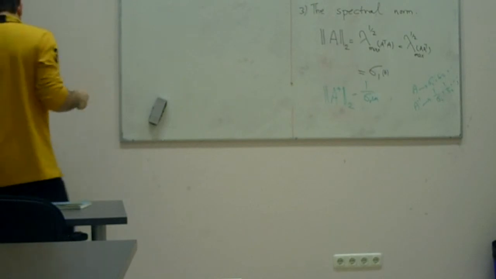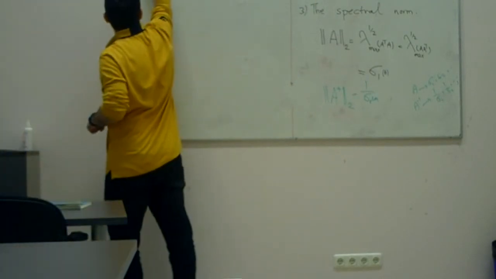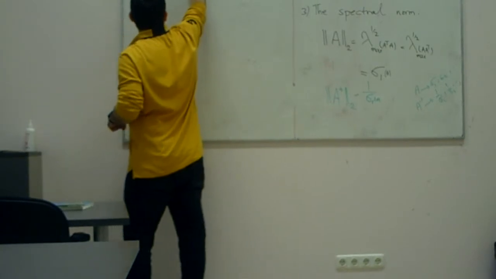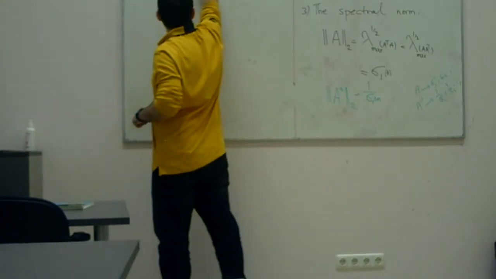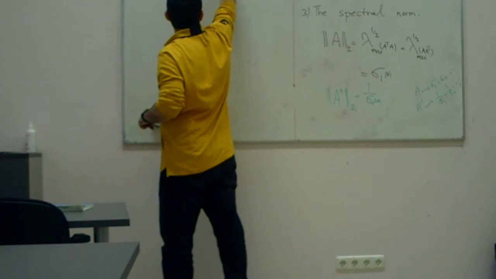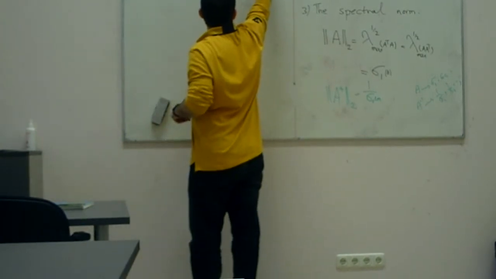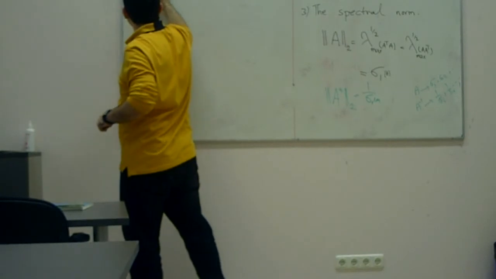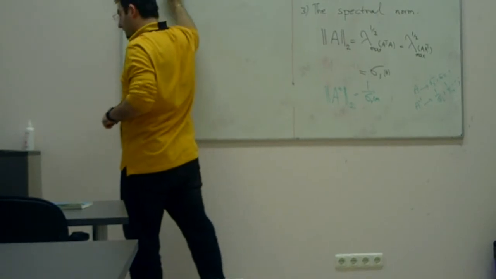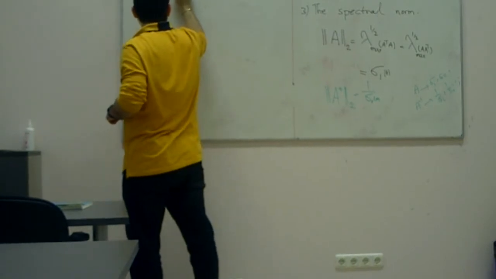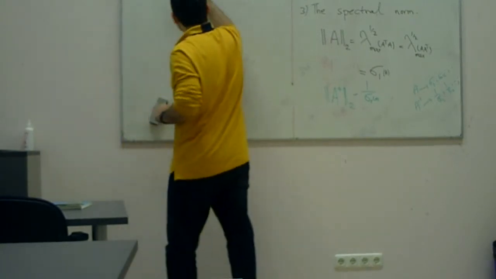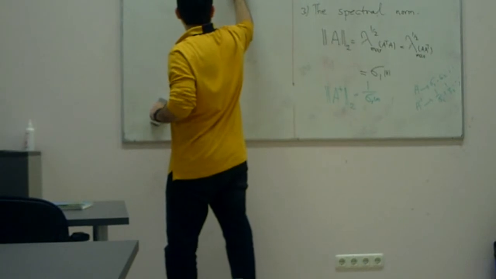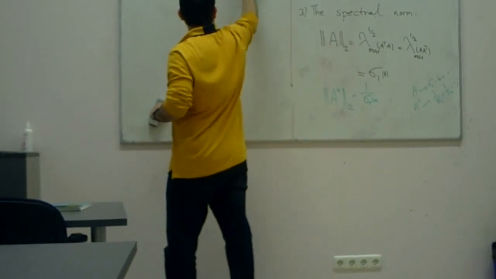The next type is the Schatten p-norm. It is S and P, and this is sigma 1 to the power P plus up to sigma R to the power P, all to the power 1 over P.